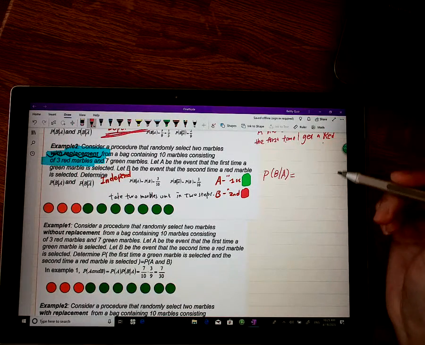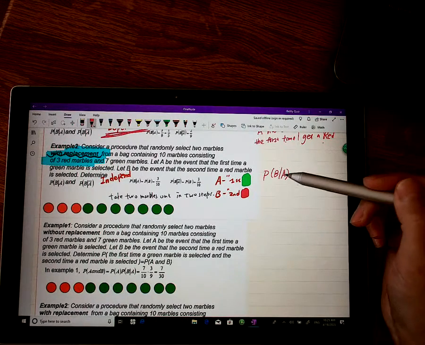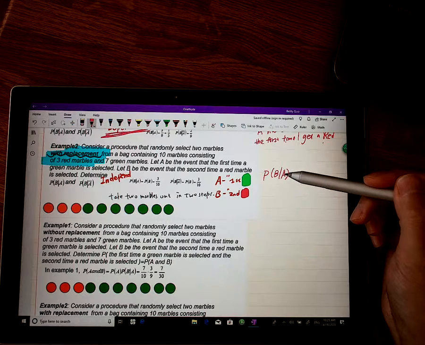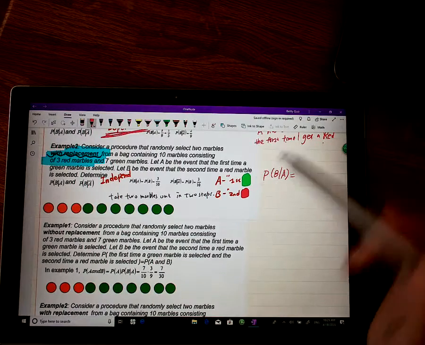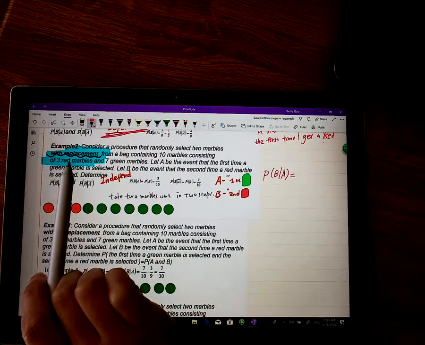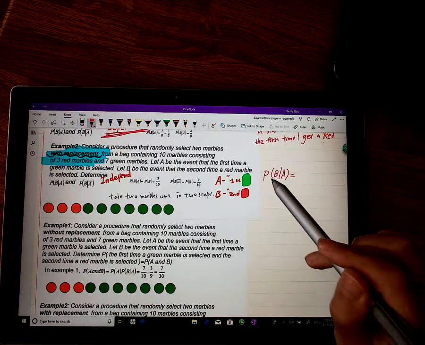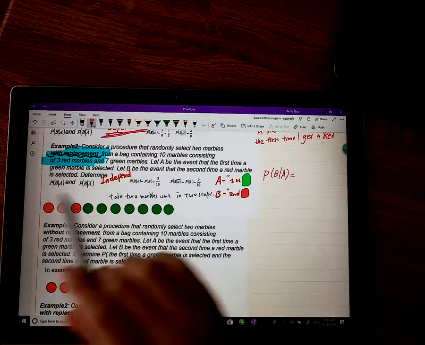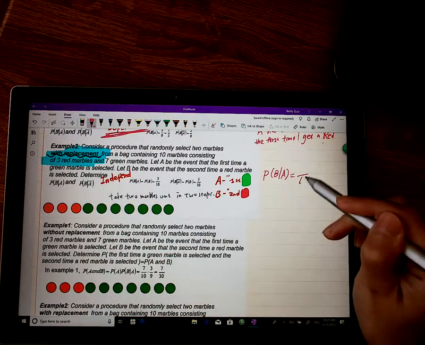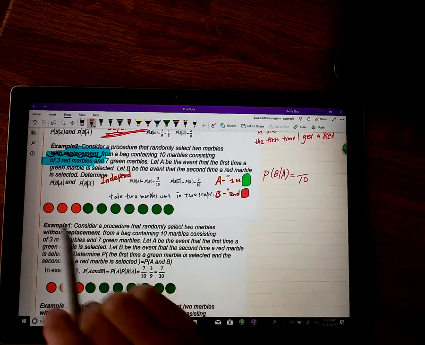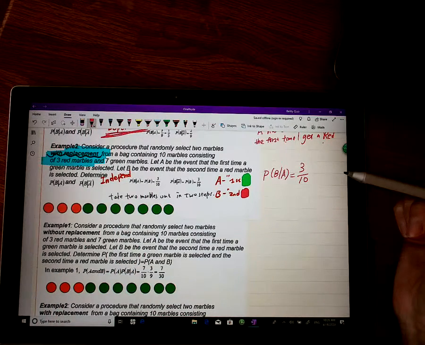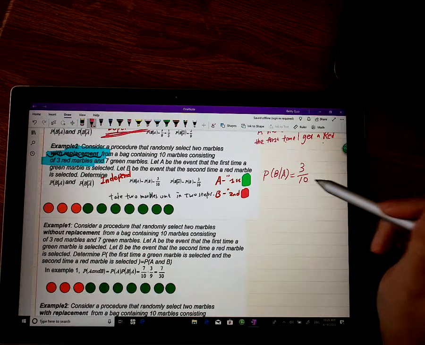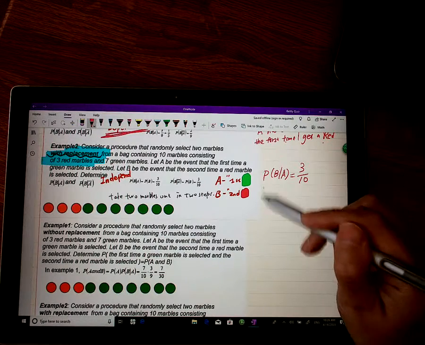Let's see what's the probability. A is given. A has already occurred. The first time you already got a green marble. Okay, but you put it back with replacement. So before you take the second marble, you still have 10 marbles. Among the 10 marbles, you still have 3 of them favor you getting a red marble. So the probability is 3/10. Do you see what happened here?